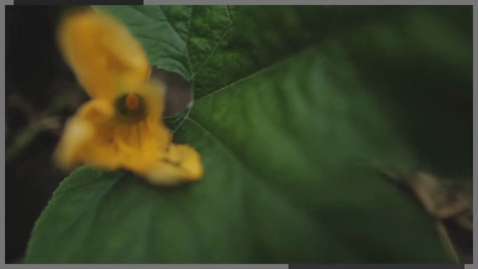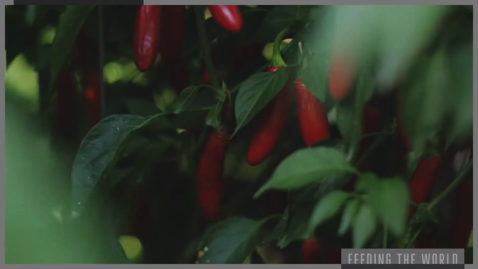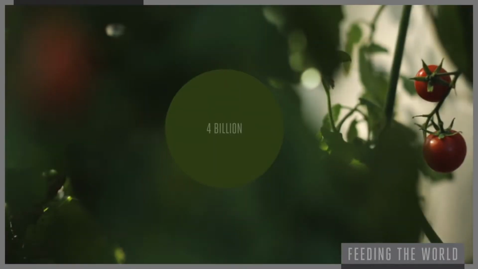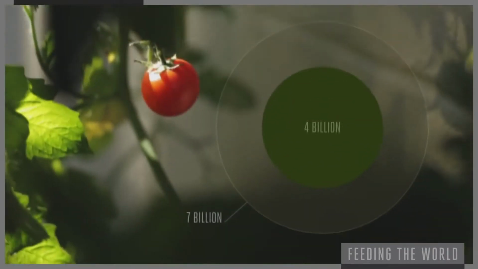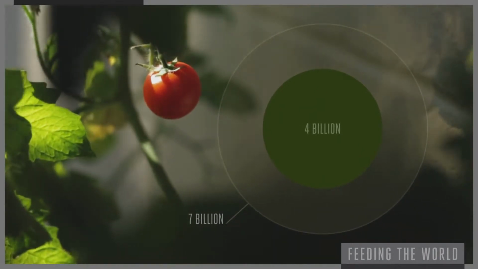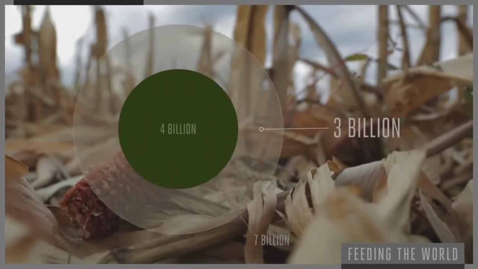Without this reaction, farmers would be capable of producing enough food for only 4 billion people. Our current population is just over 7 billion people. So without the Haber process, over 3 billion people would be without food.